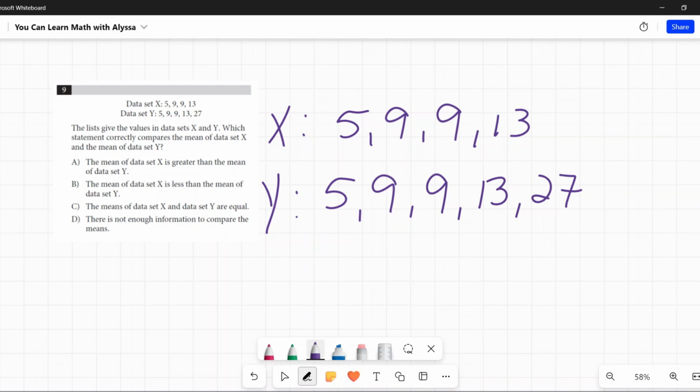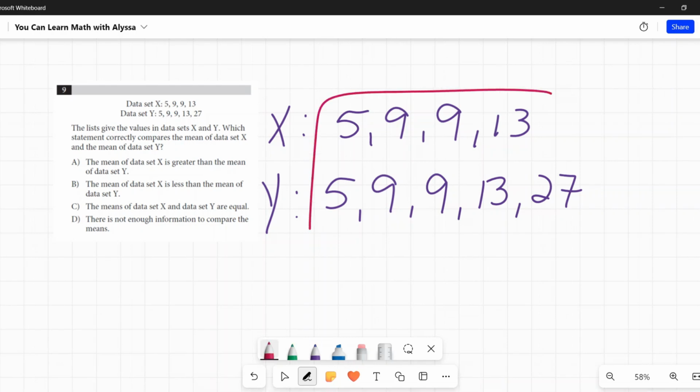If you don't feel as confident in that and you want to do the math, that's fine. We want you to get this answer right, so we're going to do what works best for you. Okay, so when we're looking at these two data sets, they start off exactly the same: 5, 9, 9, and 13.